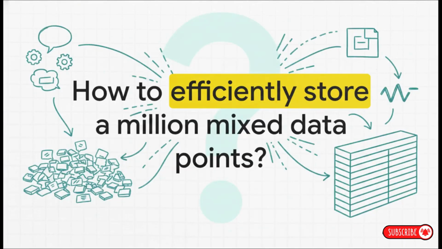So let's dive right in by asking a critical question, one that pretty much every programmer faces eventually. Imagine you've got a massive, totally chaotic dataset. We're talking a million data points, and it's a messy mix of text strings, raw integers, floating point numbers, the whole shebang. How do you actually store all of that efficiently so your application doesn't just completely freeze up? Well, today, we're going to see exactly how Python tackles that problem.